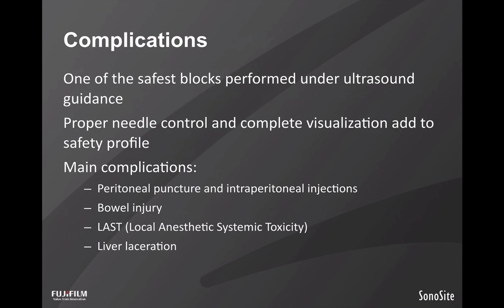Lastly, there are complications of this block, though they are not really seen that much, because it is one of the safest blocks we perform under ultrasound. But proper needle control and complete visualization will add to the safety profile and decrease the amount of complications we can have. Main complications that we see are peritoneal puncture and intraperitoneal injections, and that's very easy to think about because the peritoneum lies right below the transversus abdominis, which is, again, why it is so important to see your needle.